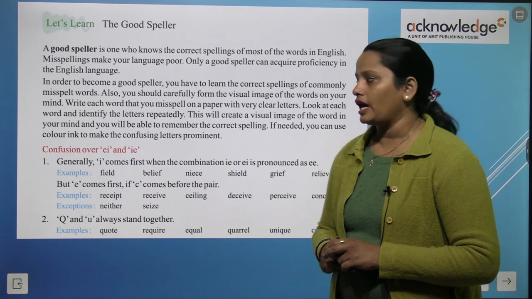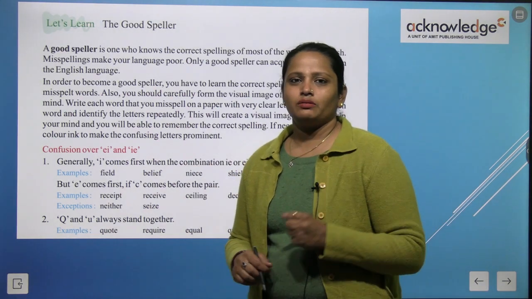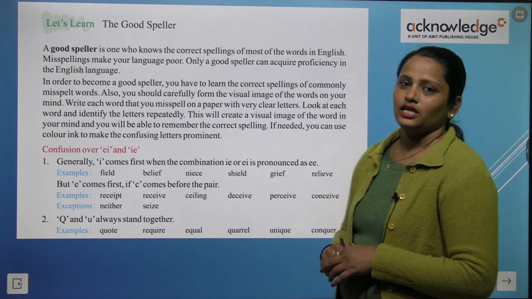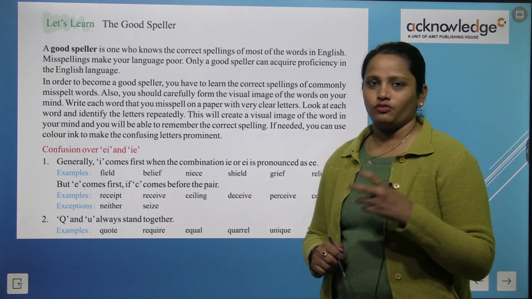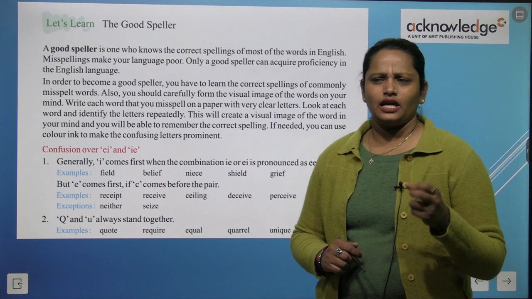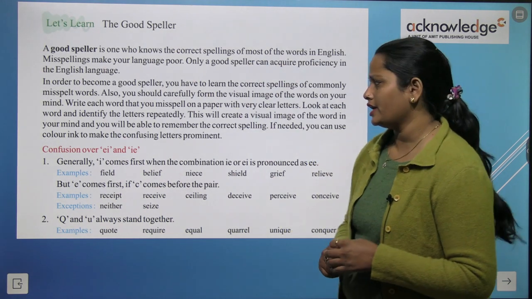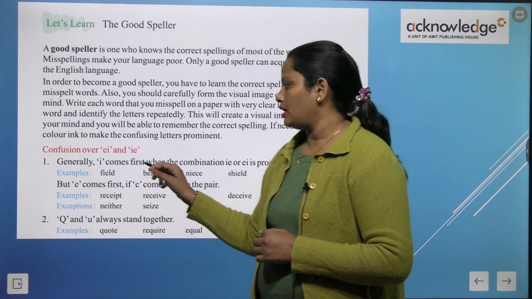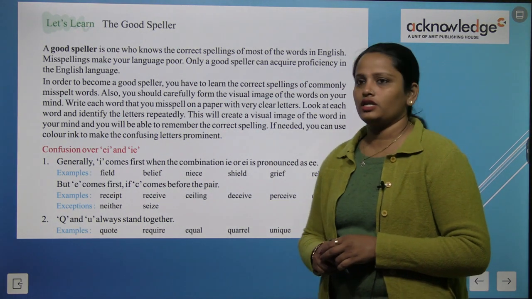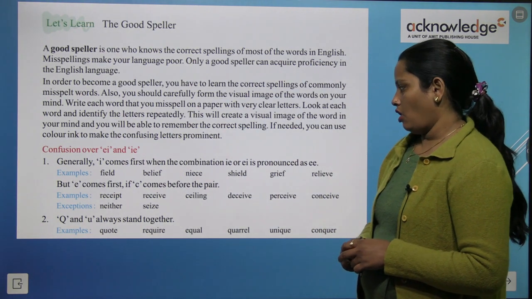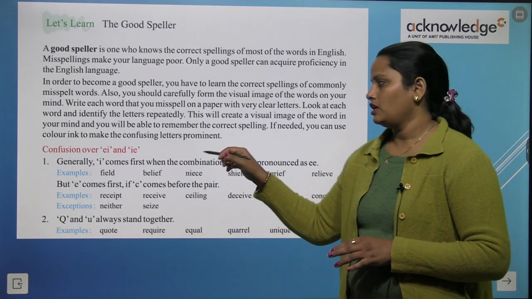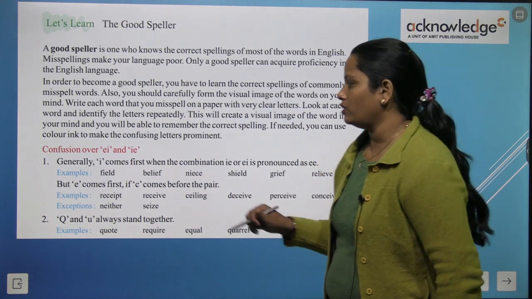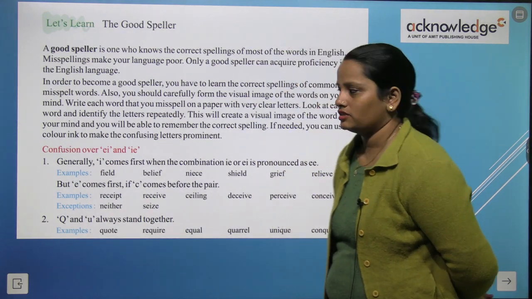Confusion over E, I and IE. So कई बार हमने पढ़ा है कुछ words हैं जिसमें E-I आता है in the middle and I-E आता है. We get confused कि पहले E-I लगेगा इस sentence में या I-E लगेगा. Generally, I comes first when the combination I-E or E-I is pronounced as E. For example, in the word field, field.